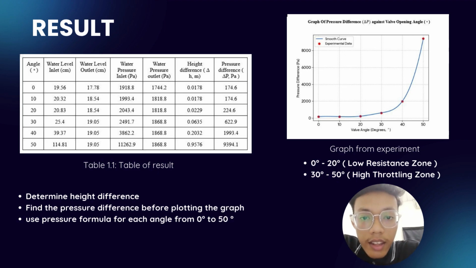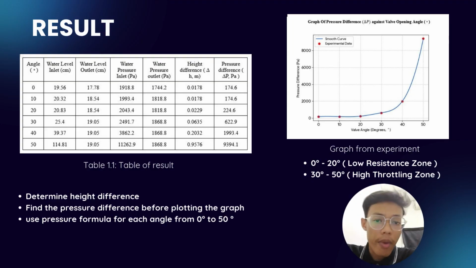Moving into the result and data analysis, the experiment was conducted by systematically adjusting the valve opening from 0 degree to 50 degree, with data points recorded at every 10-degree increment. As seen in the result table, the system maintained a relatively constant outlet level, but experienced a dramatic surge in the inlet water level, peaking at 114.81 cm at the 50-degree mark.